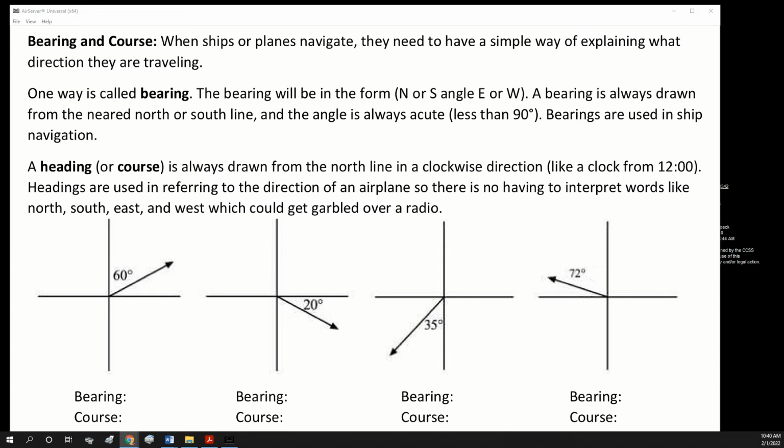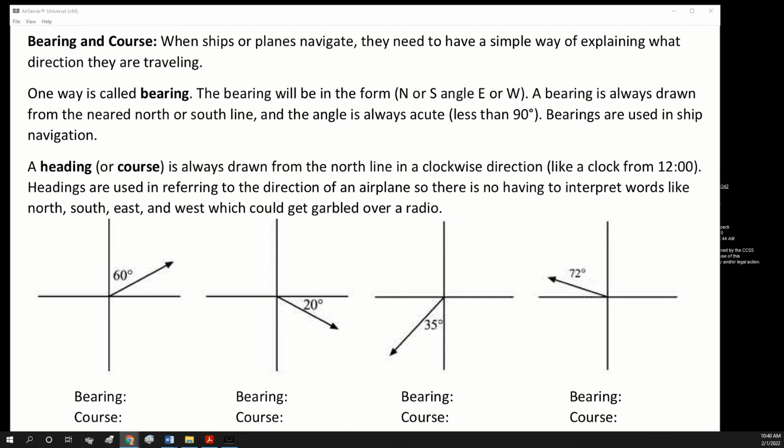For airplanes, they use headings or courses. A heading or course is clockwise from the north, or I always think of it like an actual clock: clockwise from 12 o'clock is what a heading or a course is. Airplanes usually use this because they're getting information from a radio, and if it's garbled, they have to know the difference between someone saying north or south or east or west. It's just easier because there's less information to give. It's just a straight angle.